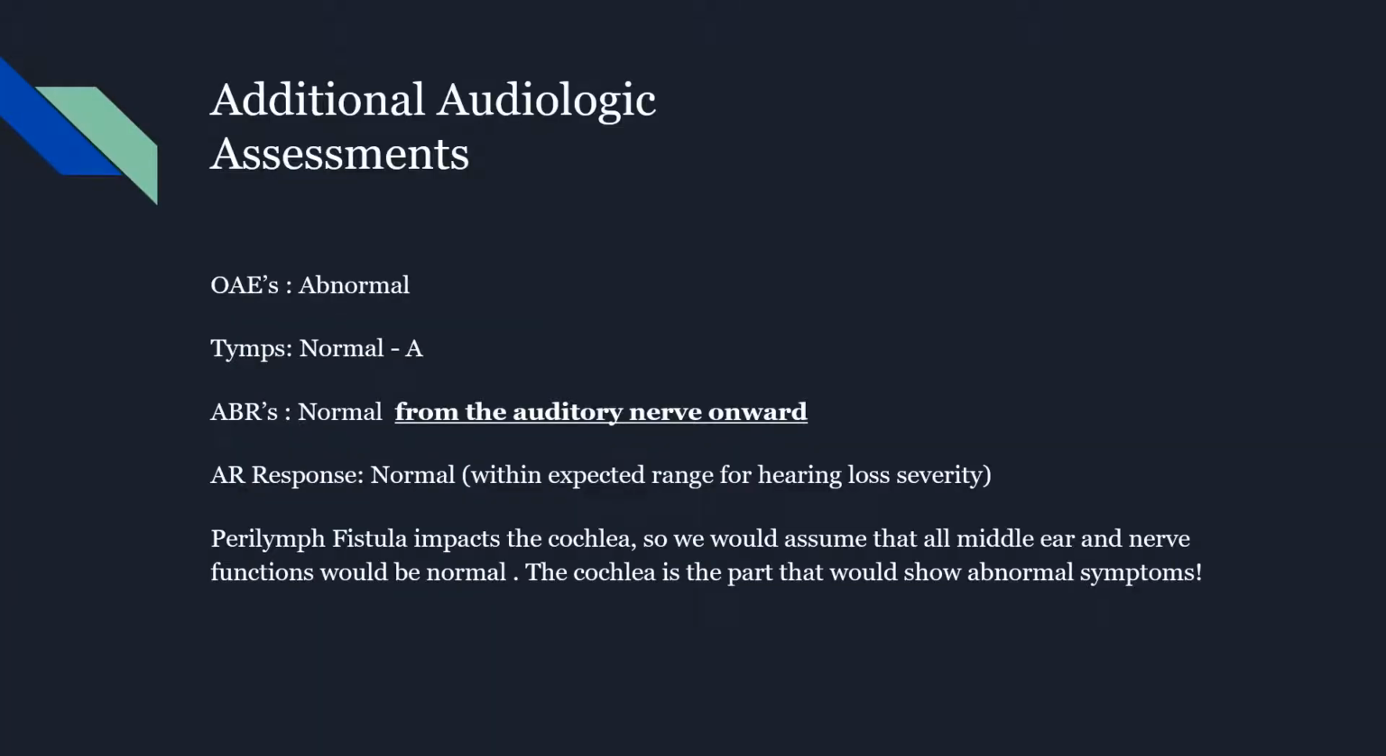There are many additional audiological assessments though. Perilymph fistula impacts the oval window, round window, or otic capsule of the cochlea. So the outer ear and middle ear are preserved, with impact specifically on the cochlea of the inner ear. This results in abnormal OAEs, or reduced or absent sound production, normal TIMPs, which measure tympanic membrane function, normal ABRs from the auditory nerve onward, and normal acoustic reflexes within expected range for hearing loss severity, because the muscles of the middle ear, the stapedius and tensor tympani muscles, are not impacted.